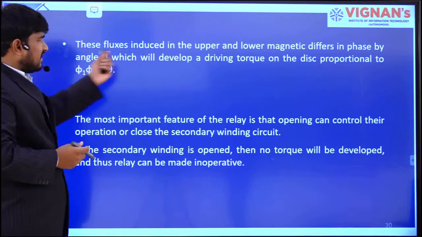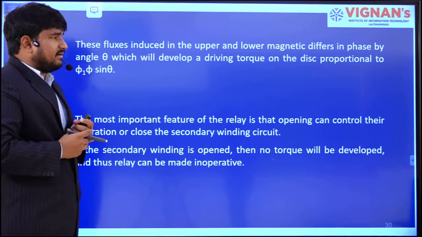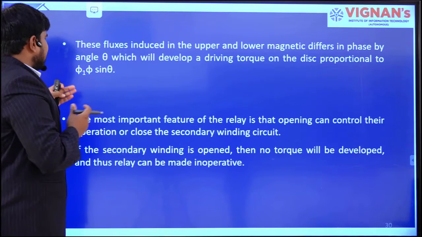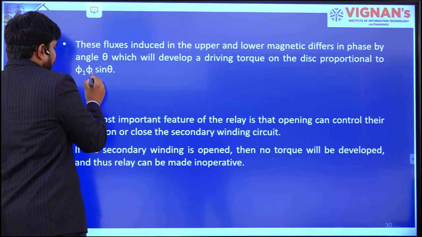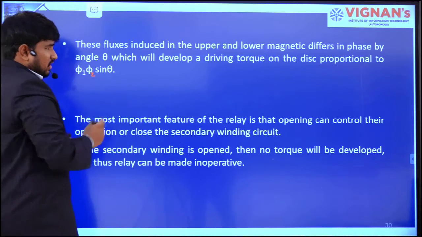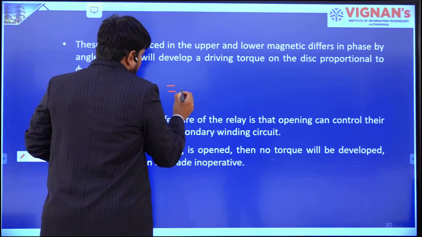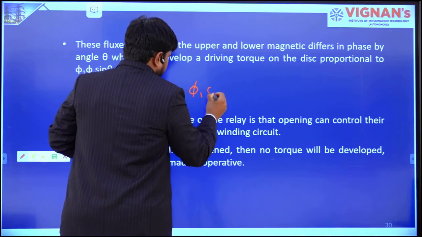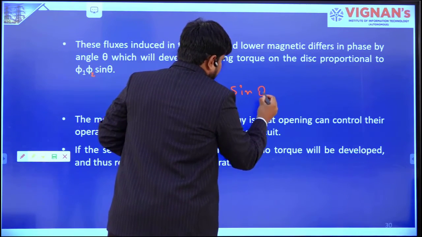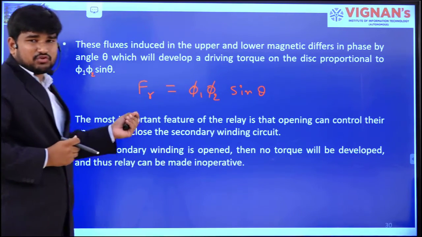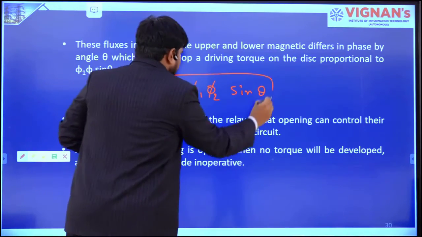Now these fluxes induced in the upper and lower magnets differ in phase, with a phase delay of theta. Hence the force developed is equal to phi1 phi2 into sine theta. Theta is the angle between these two fluxes, right? So this is the resultant force equation.